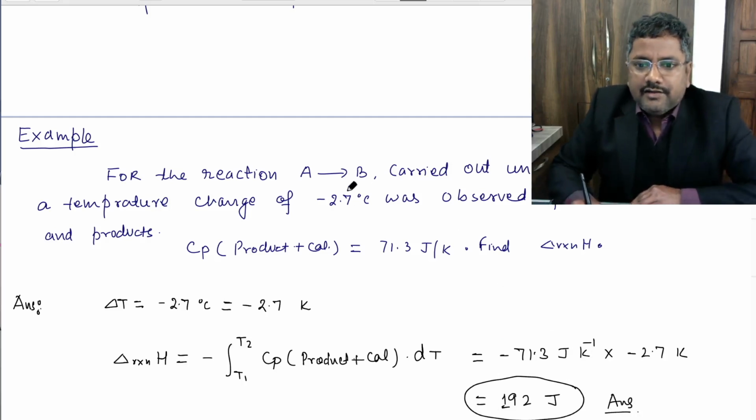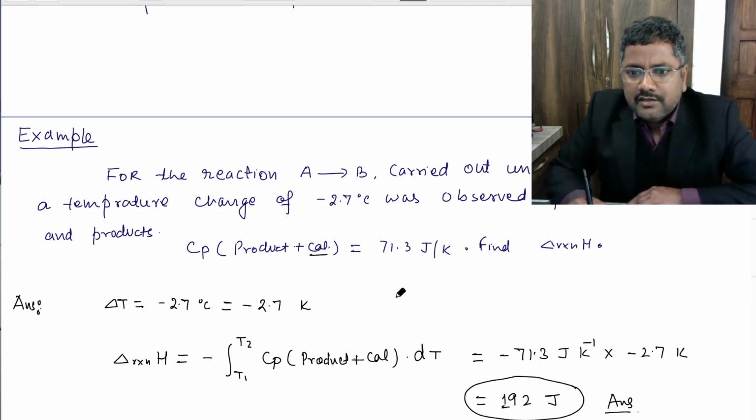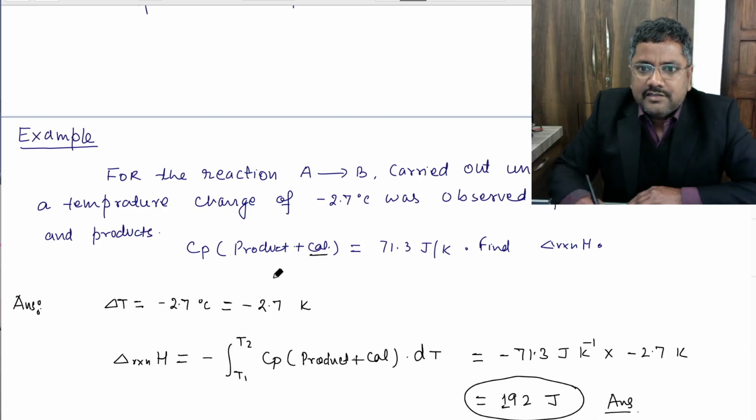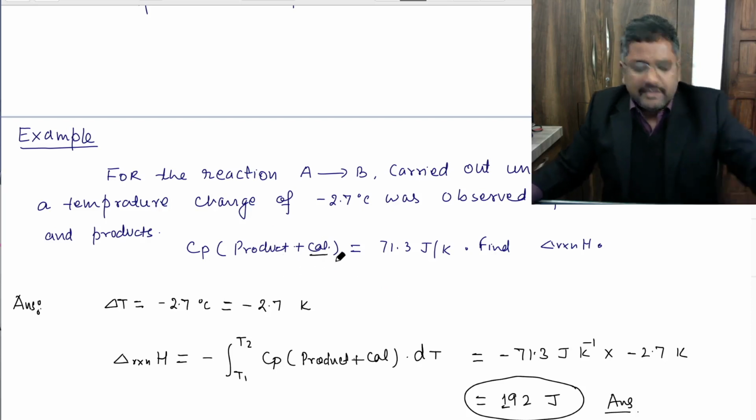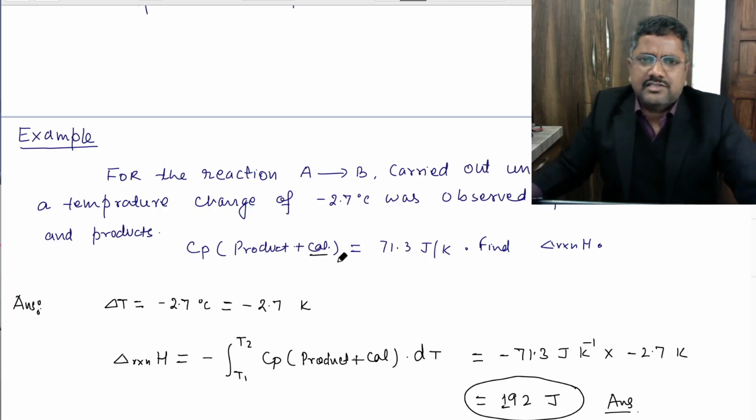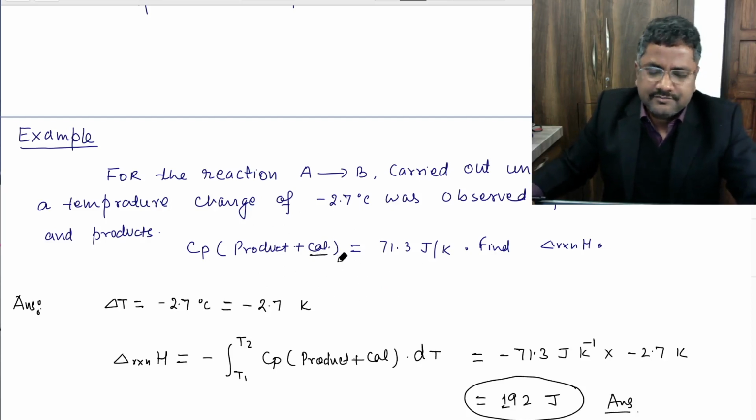for any given reaction. If Cp of product or even only for calorimeter is given, then also you can calculate, because in most of the cases what we are designing is that this Cp is for calorimeter and not for product. So it is very less, or only with respect to calorimeter we can calculate. So depending on the situation, you can very easily calculate.